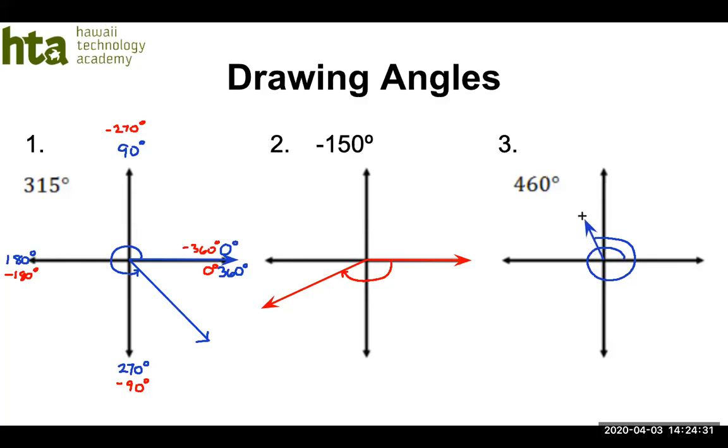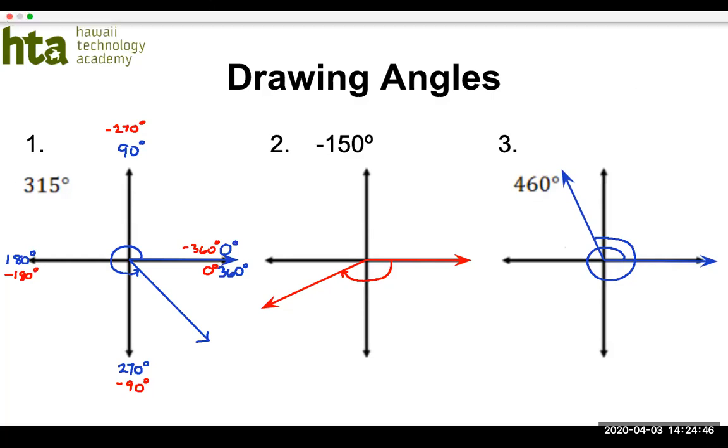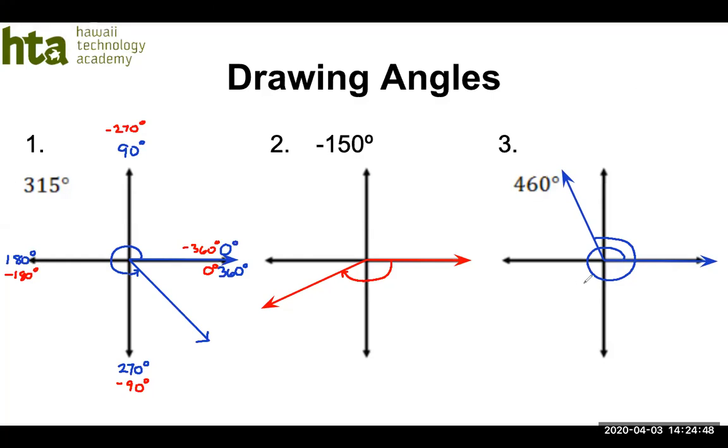So let's draw our line. There's our terminal side, and here is our initial side. So that angle right there would be about 460. I would like you to draw the lines with the arrows, and I would also like you to draw the directional pieces as well. These pieces right here.